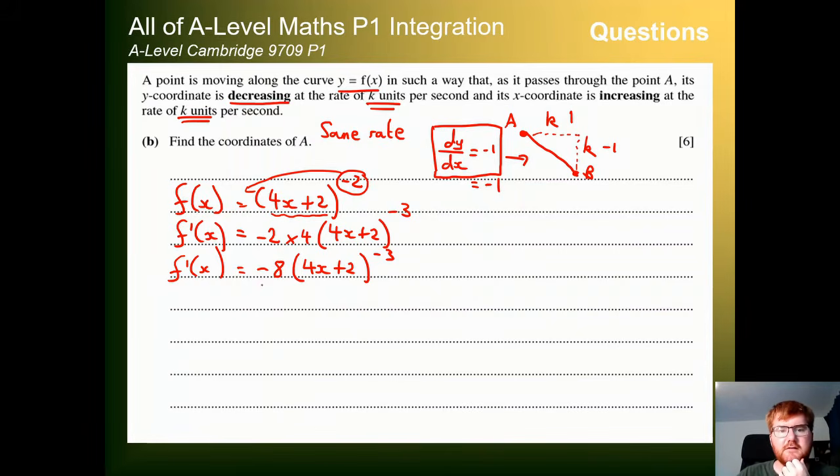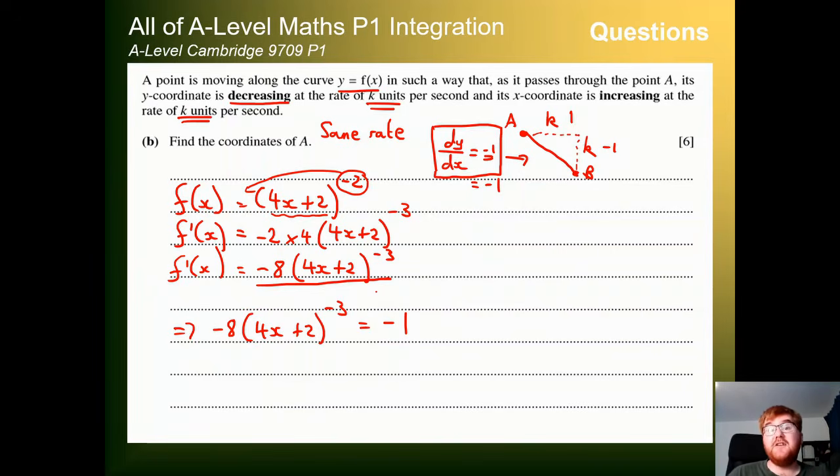So we can equate this with our fact that we just talked about earlier. Therefore, we can say to ourselves minus 8 brackets 4x plus 2 to the power of minus 3 is equal to minus 1. And now this is just an equation to solve here. First thing I would do is divide through by minus 8. So we get 4x plus 2 to the power of minus 3 is equal to 1 over 8. Then we'll use the idea of reciprocals here. So I'm going to change this to a positive and then flip this fraction, gives me equal to 8.